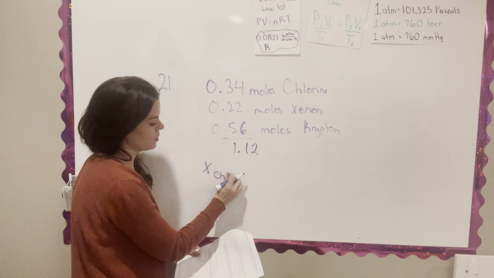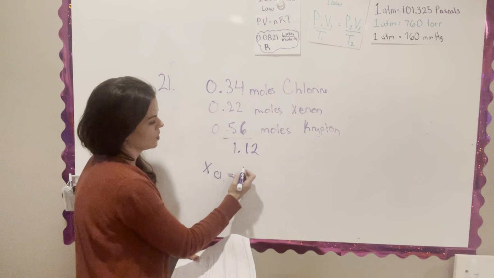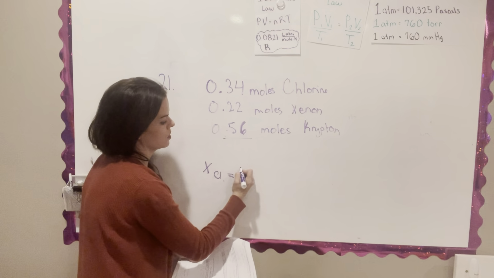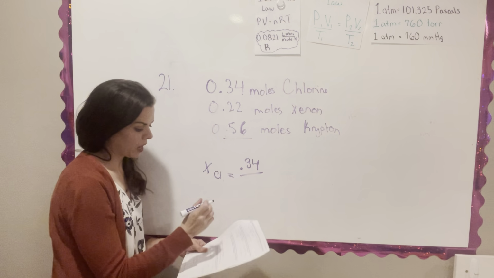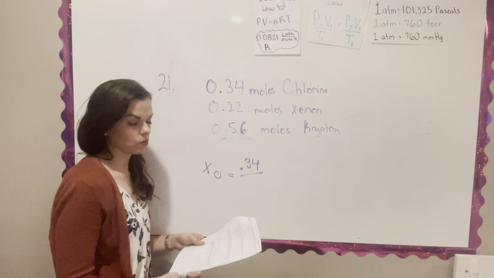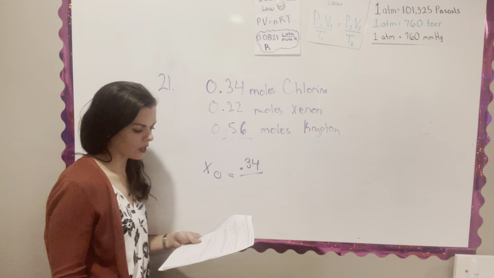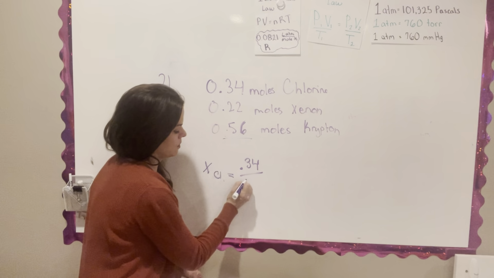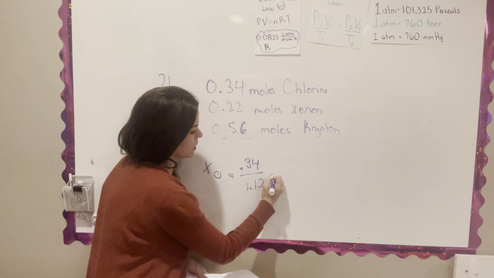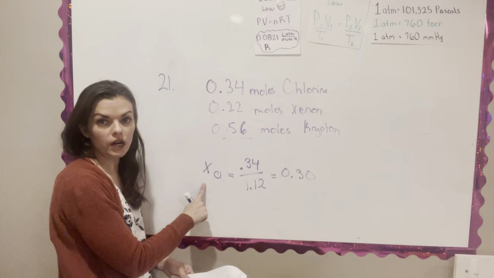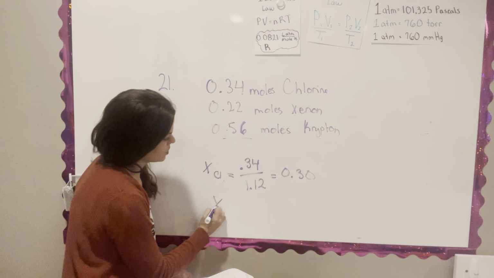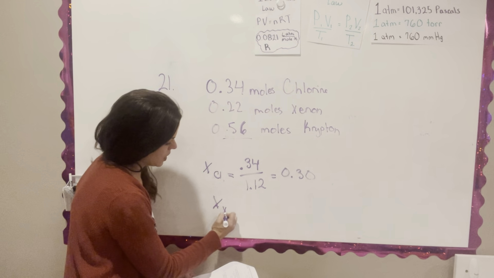So for chlorine, you're going to use 0.34 and divide it by 1.12, because we're trying to find the fraction of that which is chlorine. And we're going to get 0.3 as the mole fraction of chlorine. So we're going to do it also for xenon.